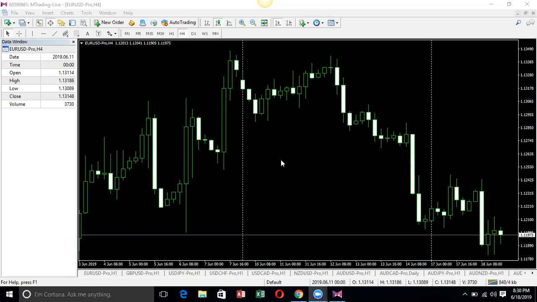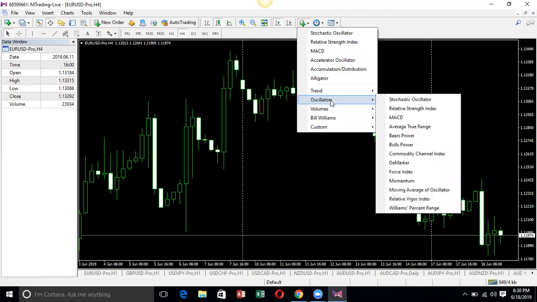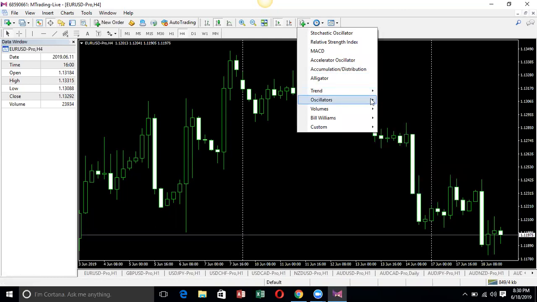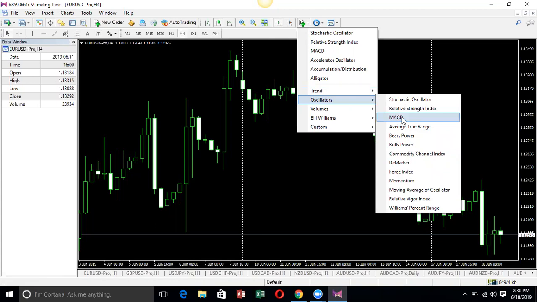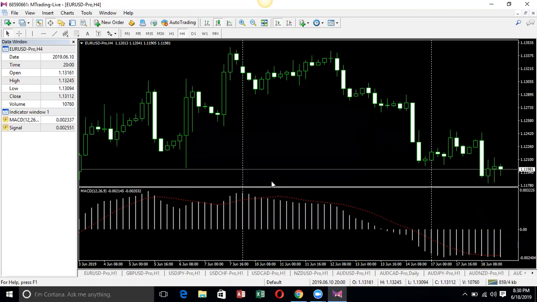And where can we find it? Look at my mouse, go to the indicator list, you go to oscillator. Under oscillator, you will see MACD. I've always been encouraging us that if we don't know the reason to change all these figures, please leave them as they are. Leave them at their default settings. Just click OK. So we now have MACD.